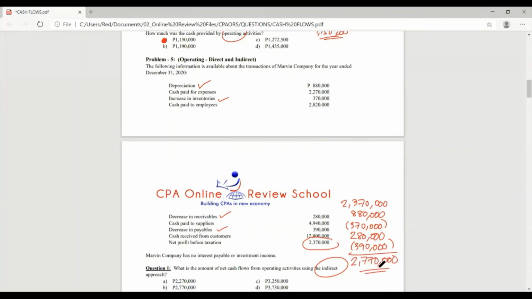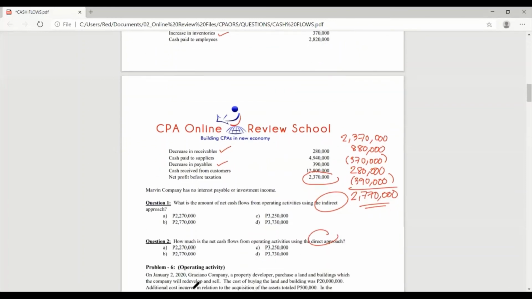Okay? So ang sagot natin is boy. Ayan. Boy ang sagot natin. 2,770,000. Next naman, tinanong sa atin, how much is the net cash flows from operating activities using the direct method? Kapag direct method, ito always dapat pareho lang ang makukuha mong cash flows from your indirect method or indirect approach and your direct approach. Bakit? Kasi magkaiba ka lang ng approach na ginamit pero yun pa rin yung net cash flows na matatanggap mo. Pareho lang dapat. So, dapat ang sagot natin dito B.